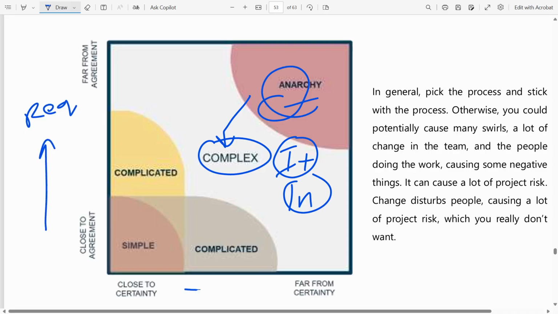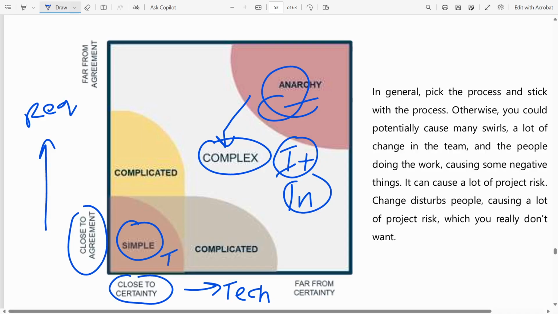On this axis, you have the technicality. If you are close to agreement on the requirements and the scope, and close to certainty on the technicality and how to execute the project, then you're in the simple zone. And it's okay to be traditional in the simple zone.